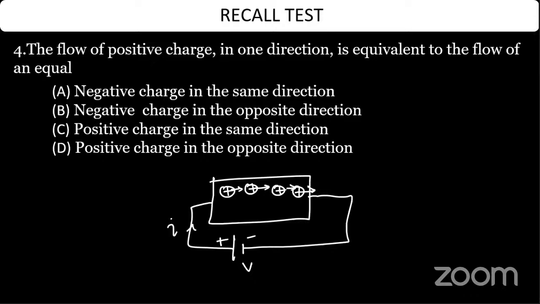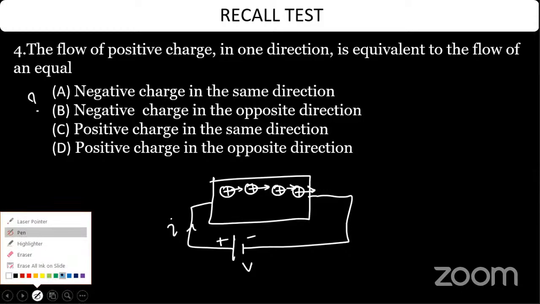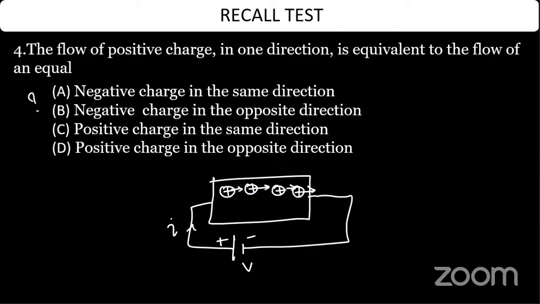Okay, let's discuss. I'm going to end the poll and share the results. Most of you have given option A, but why option A? Here I have all positive charges moving in this direction. Now, say I have an equal amount of negative charges. Can these negative charges also move in the same direction? Whenever there are positive charges, where are these negative charges attracted to?